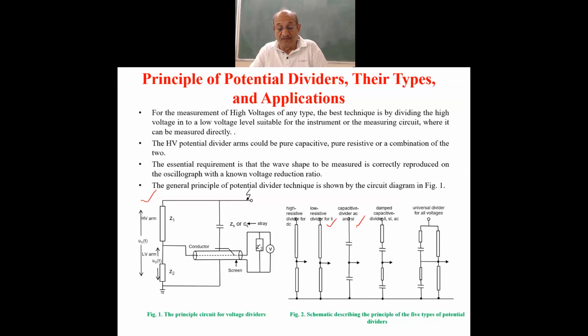Why capacitive? Why not a resistive potential divider for AC and switching? Because the formation of stray capacitance plays a very important role in case of slower wave shapes, that is for AC power frequency and switching impulse voltages. So capacitive voltage dividers would give you higher accuracy, and the resistive voltage dividers would not be suitable.